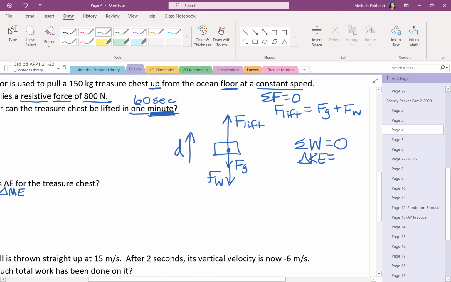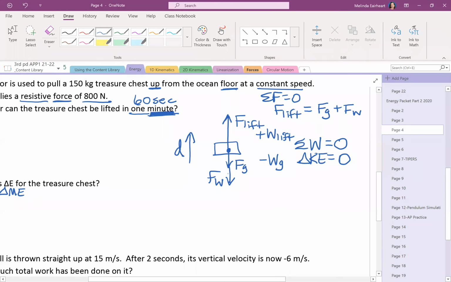You have no change if you have a constant speed. And so what does that mean about the work that everybody's doing? The lift force is doing what kind of work? Positive, negative, or 0? The lift force is up, it's moving up, so it would be doing a positive work. What about gravity? Gravity's doing what kind of work? Negative.